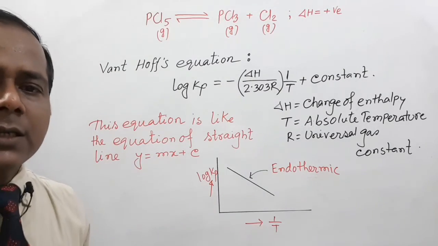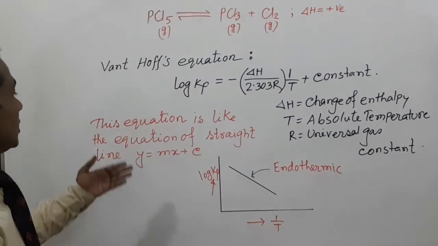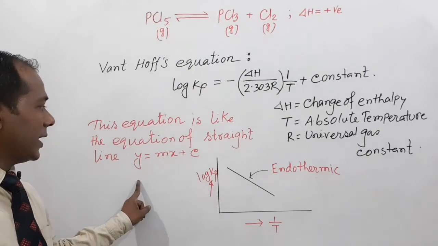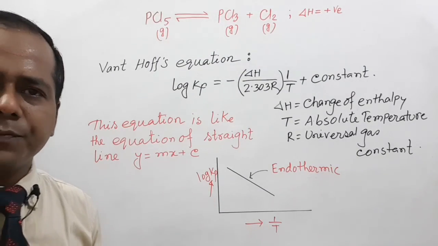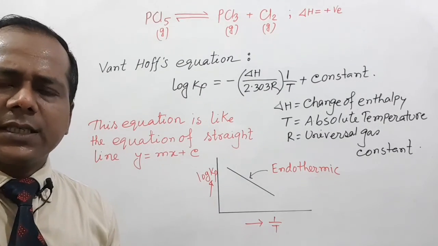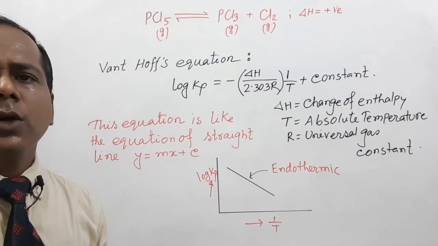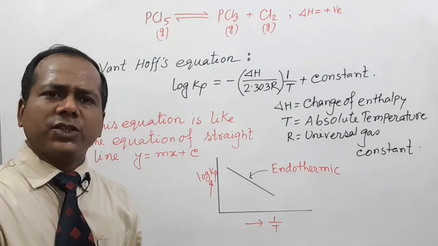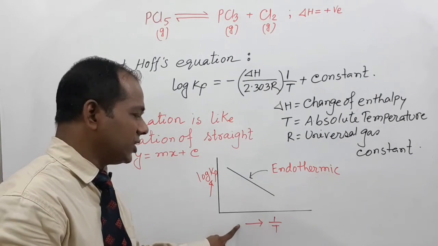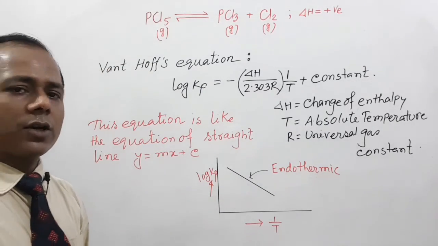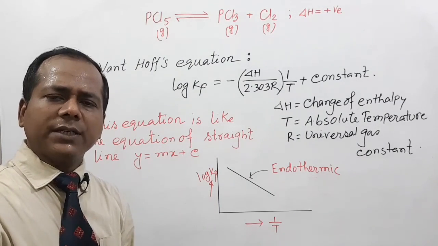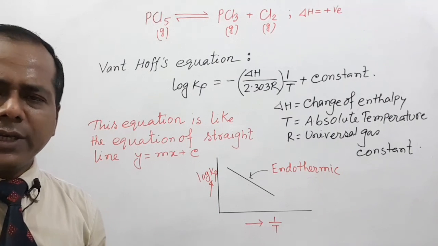my dear students. My dear students, this equation is like an equation of a straight line, that is y equal to mx plus c type equation. Plotting the value of log Kp on the y-axis against the 1 by T value on the x-axis will give a straight line. For endothermic reaction, 1 by T increases, that means T decreases, and the value of log Kp decreases. So thus the value of equilibrium constant will increase if the temperature increases, my dear students.